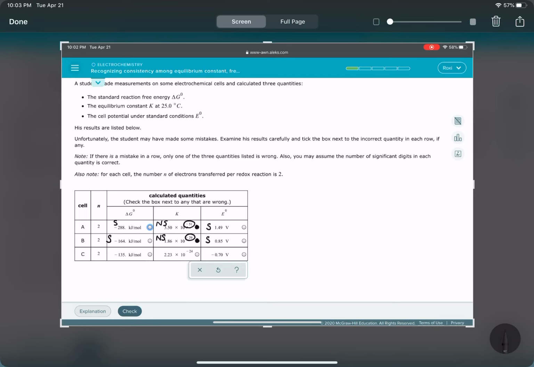For our last one, we have negative delta G, that's spontaneous. We have a negative exponent, so that one is going to be non-spontaneous. We have a negative voltage, which is non-spontaneous. So for data set C, our delta G was incorrect. See, that's not that bad. You can do this.